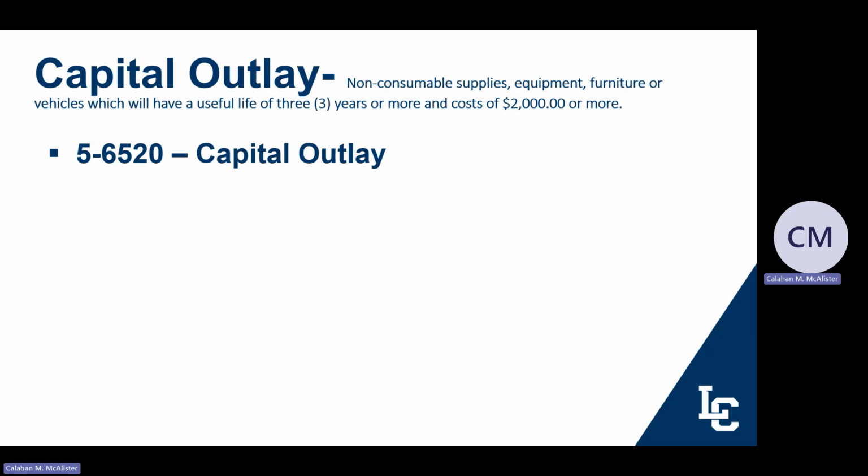Now, the main object in capital outlay is 56520. And like I said above, it's vehicles, furniture, property improvements, all capital purchases other than computer, software, and equipment. Those we have new information technology codes for, which I will explain next.